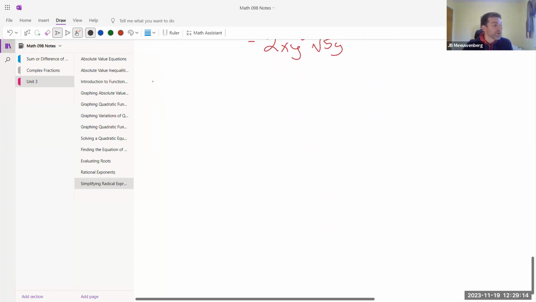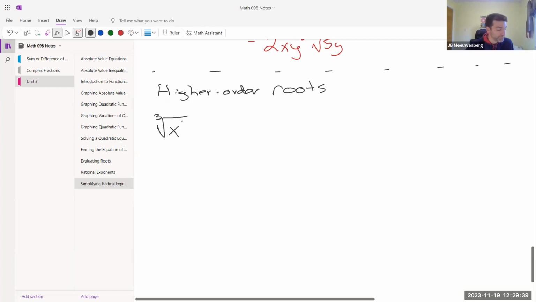So lastly, the last thing here is we are going to look at the same thing, but now with some higher order roots. Same thinking, but instead of square roots, we're going to be looking at maybe third or fourth roots. So let's start simple. Let's start with the cube root of x to the fifth.